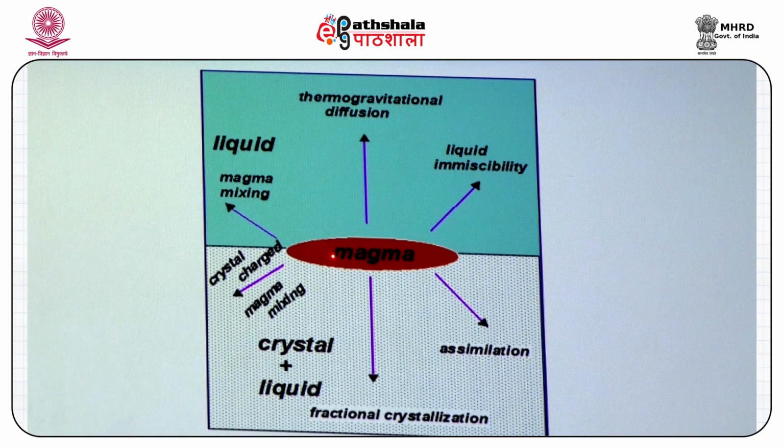Similarly, as I told you many times, there may be another magma also present in the same area. So there will be something known as magma mingling or magma mixing. The third way of changing the composition of magma is through crystal and liquid, which is known as fractional crystallization.